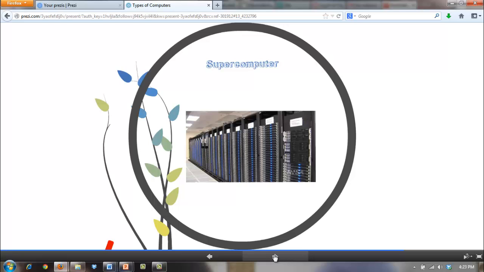Although supercomputers are a single computer system, most are composed of multiple high-performance computers working in parallel as a single system. These are the largest, most powerful computers used today.